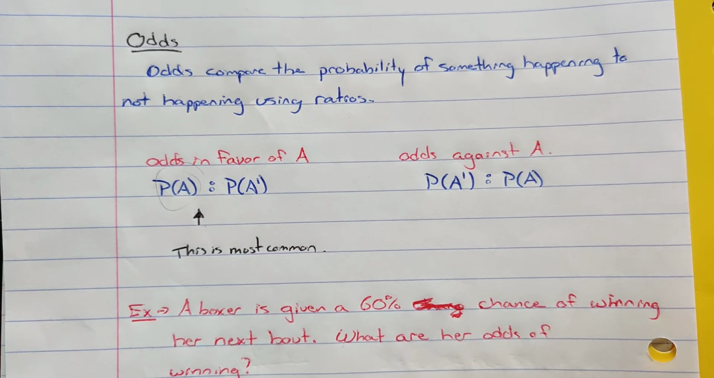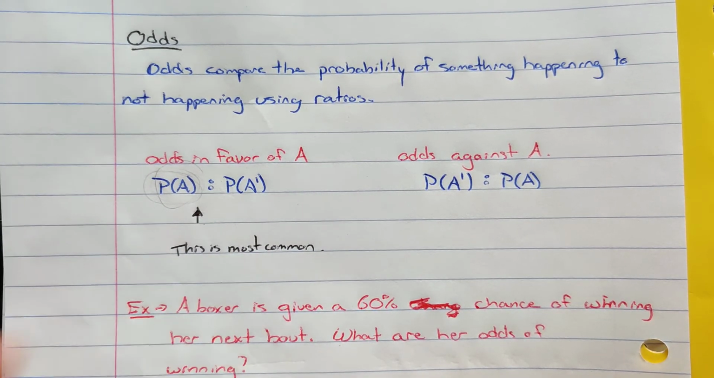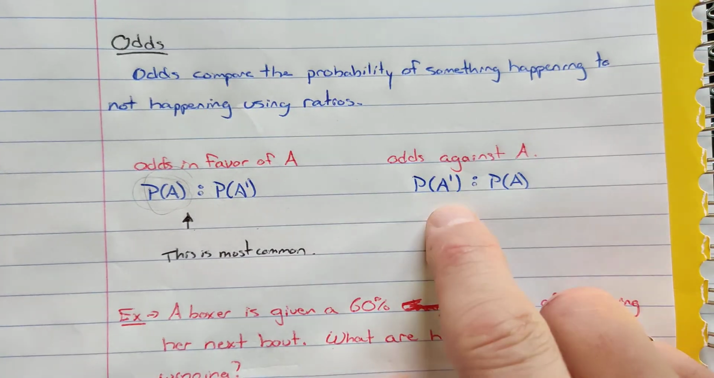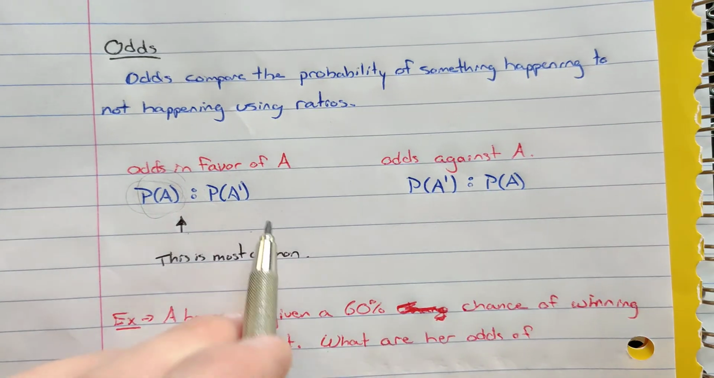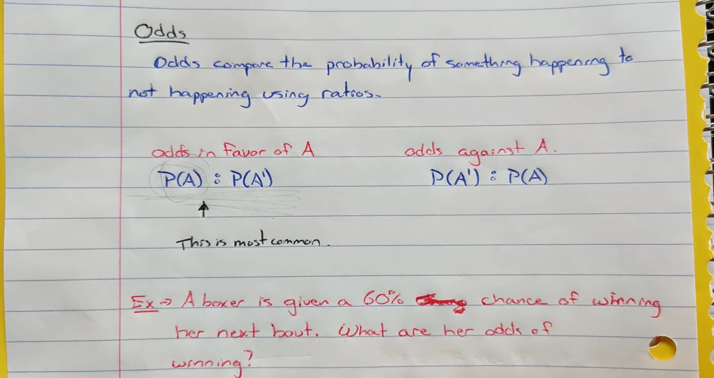Odds compare the probability of something happening to something not happening using a ratio. So this is where we focus with part-to-part ratios. And we have the general format, which is odds in favor of an event happening compared to the odds against. So the odds in favor, the probability of an event, to the probability of the event primed, or the event not happening. If we would explicitly say the odds are against something, then we would say the not happening to happening. But in most cases, this is what we're going to look at when we're giving odds: the event happening compared to the event not happening.